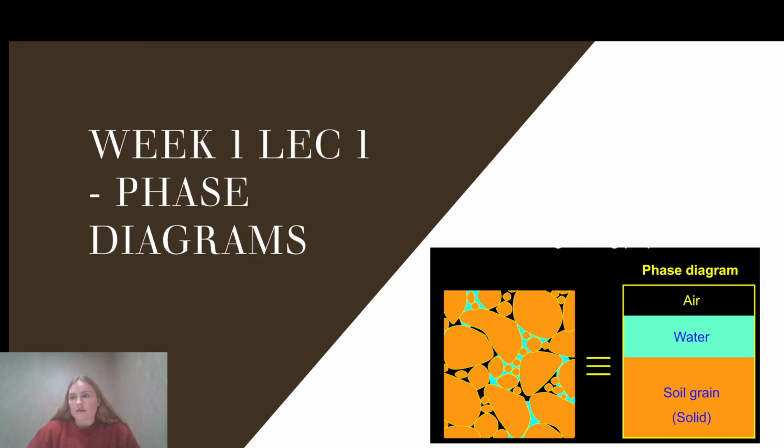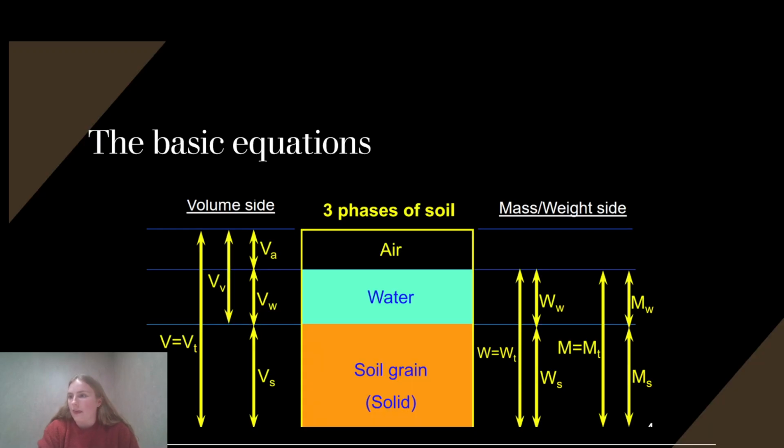So for week 1, you start with phase diagrams and relationships. Pretty much a phase diagram, as you can see in this photo, is just a simple schematic of a sample of soil. So it just shows you how much air, how much water, and how much soil grains are in a specific sample, and that pretty much helps you characterize the soil that you're looking at.